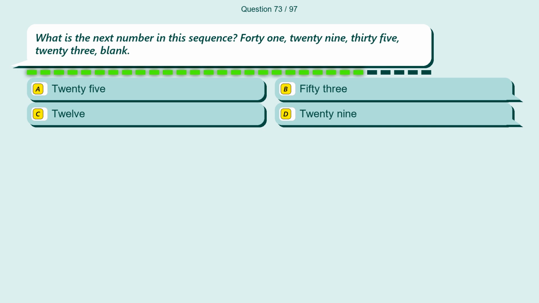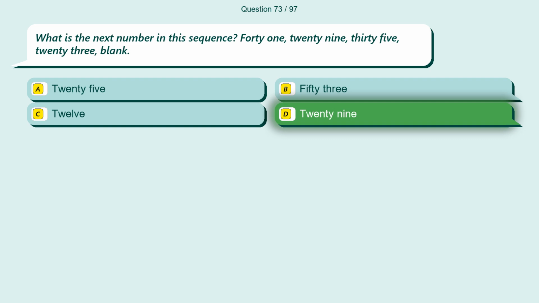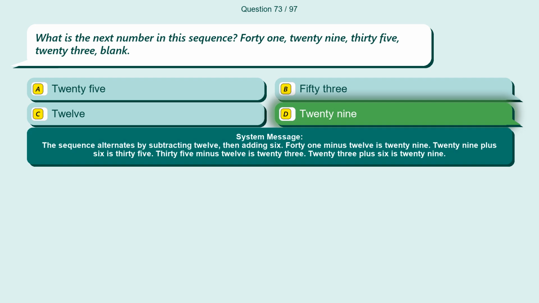What is the next number in this sequence? 41, 29, 35, 23, blank. Option A, 25. Option B, 53. Option C, 12. Option D, 29. The correct answer is option D, 29. The sequence alternates by subtracting 12, then adding 6.